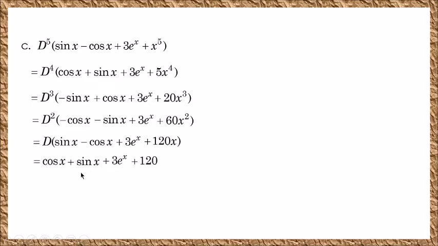So this is the fifth derivative of sine x minus cosine x plus 3 e to the x plus x to the 5th. Letter D: D to the 100 applied to e to the x plus sine x minus x to the 100. So let's take first sine x. Let's get a pattern for this.